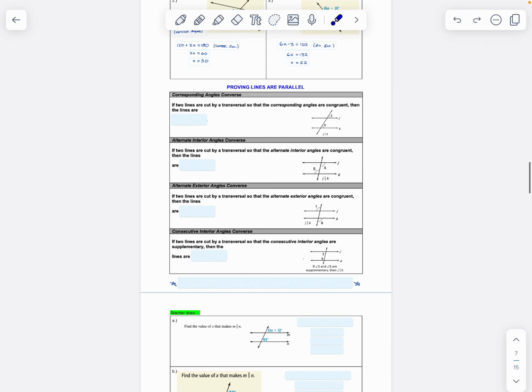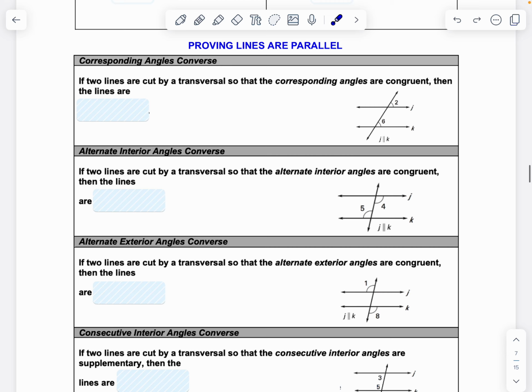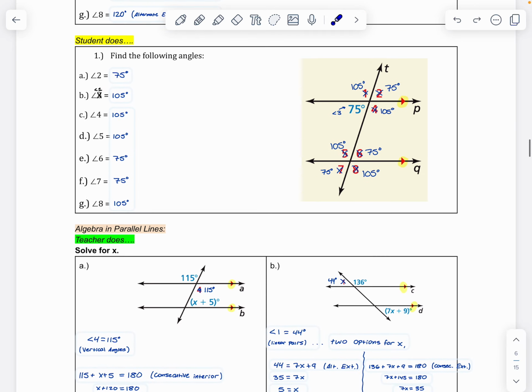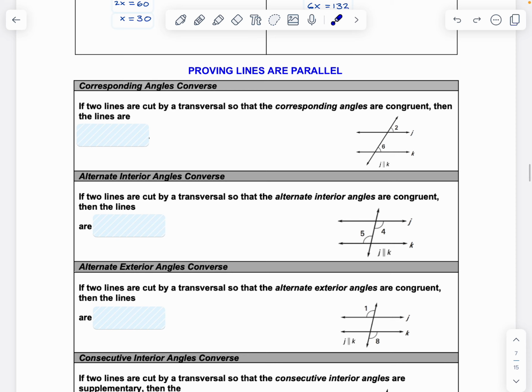The last thing that we're going to talk about is actually proving that lines are parallel. And that sounds a little worse than it actually is. If I'm looking at two lines cut by a transversal, and I don't know if they're parallel or not, but the angle relationship is there, then that means that they are parallel.